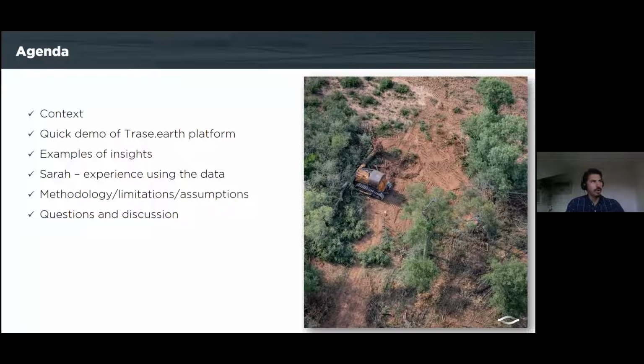And then hopefully Sarah Maslin, as Tom mentioned, will come in later to share a bit of her experience using the data in a very interesting article that she published last year. Then I can come back after Sarah to touch base on the methodology, limitations, and assumptions of the data that we have. And then we can go to questions and discussion.